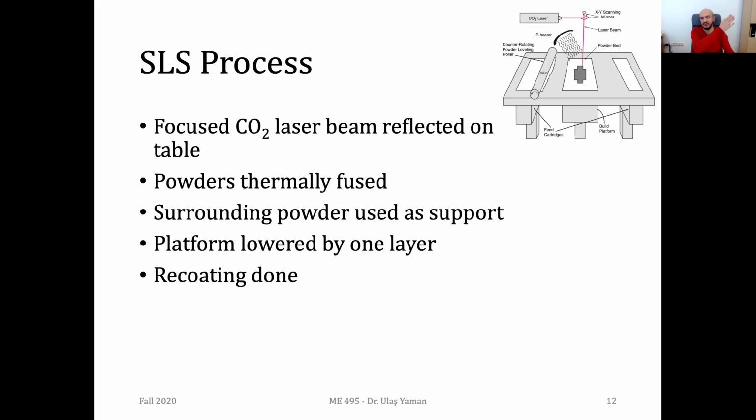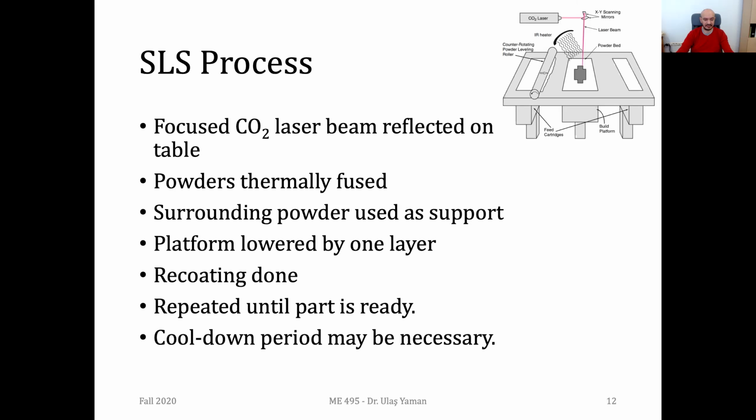Then what do you do once you lower it down? Then you need to spread powders on the table so that the new sintering process will start. We call this the recoating process. We are coating the table with new powders, which are unsintered and which are poured from the hopper above or from the feed cartridges. They may be pushed upwards. And these steps are repeated until you sinter all the layers, all the slices together.